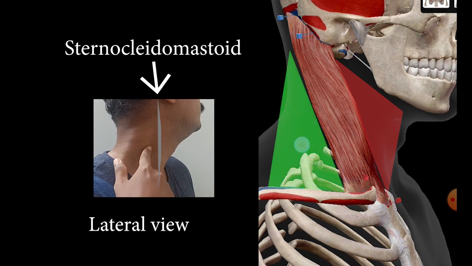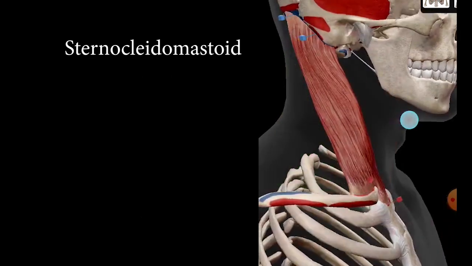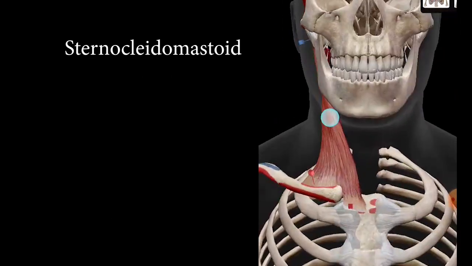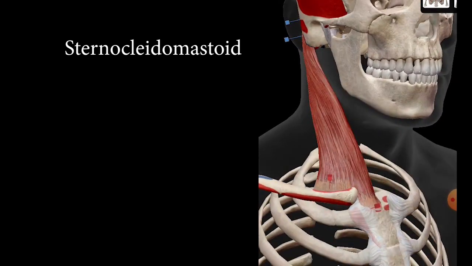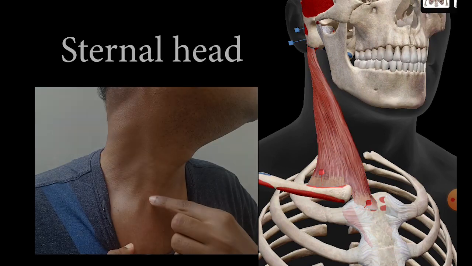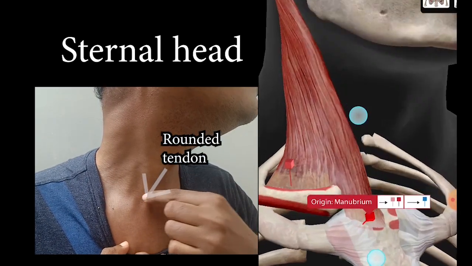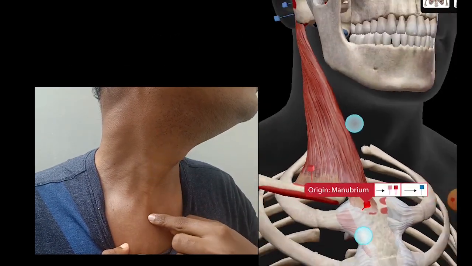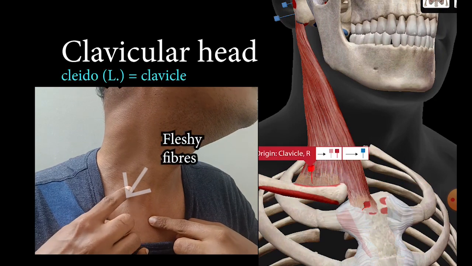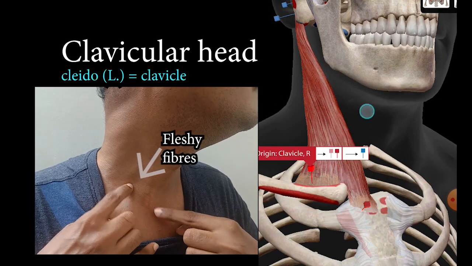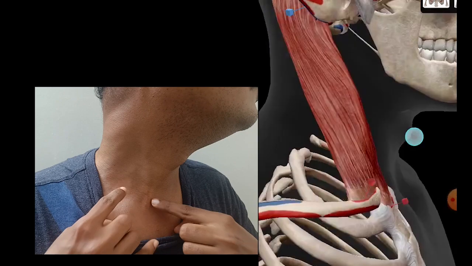and a posterior triangle, which is over here. So that view is very clear when you look from the lateral aspect. If you look at the attachments of the sternocleidomastoid, it has a sternal head, which is this part. It is taking origin from the manubrium sterni. And this part is the clavicular head. So that is the origin of the sternocleidomastoid.